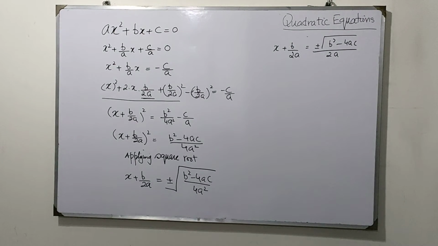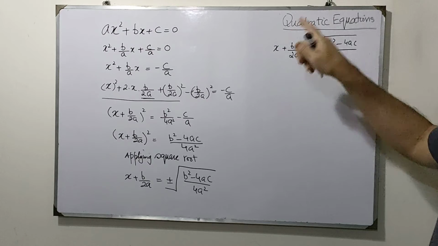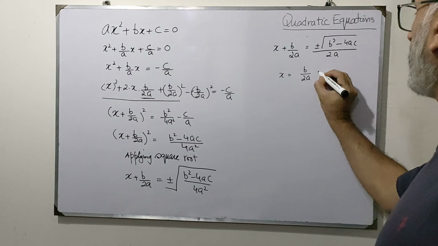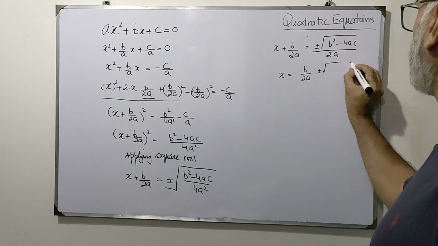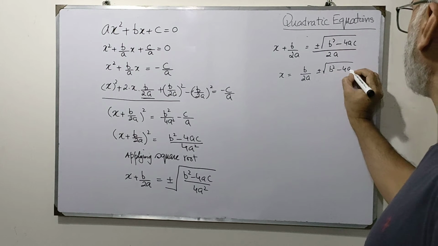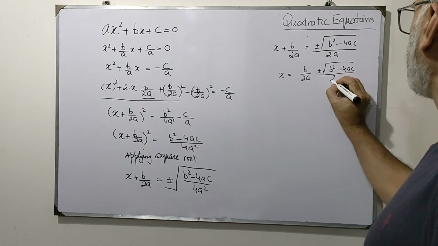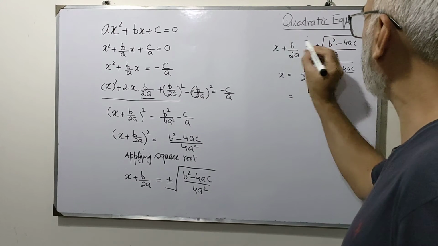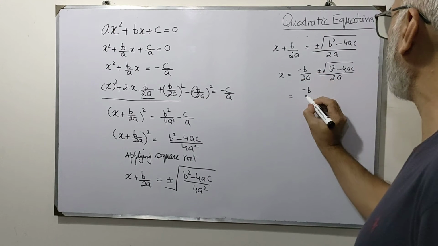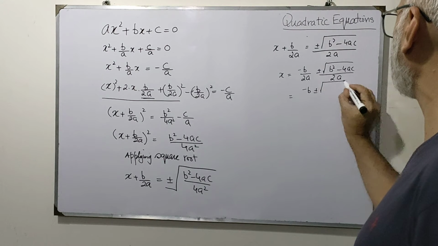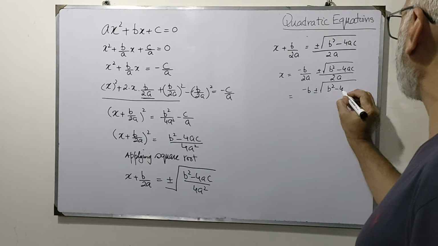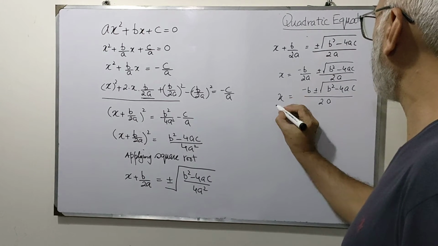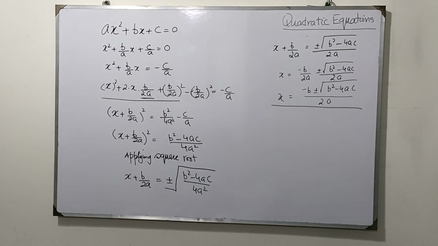Perfect. Now let's take this term to this side. So x is equal to minus b over 2a plus minus the square root of b square minus 4ac over 2a. Simplifying it, if this is coming over here, this is minus b plus minus the square root of b square minus 4ac over 2a. So this is our formula, the quadratic formula.